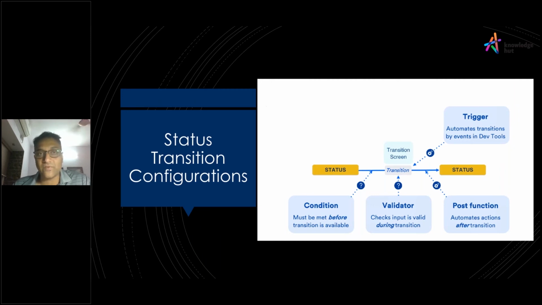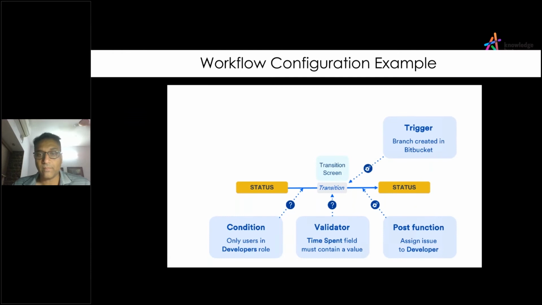So if you want to reassign that same issue to a tester, you can do that with post functions. Some other examples: you have done some coding and you want it to be reviewed by another developer, a senior developer, so you can just trigger that.